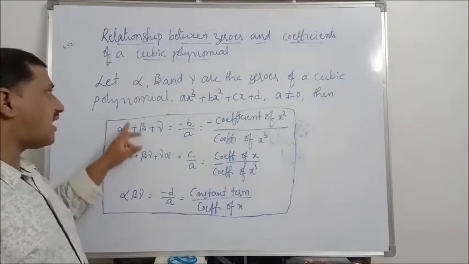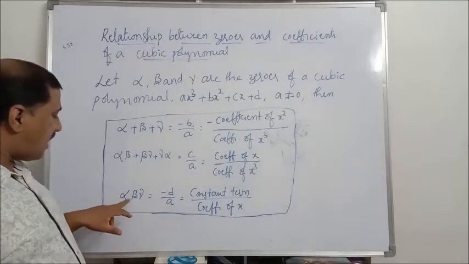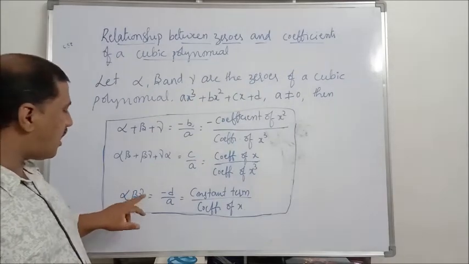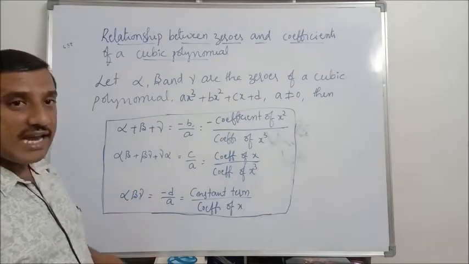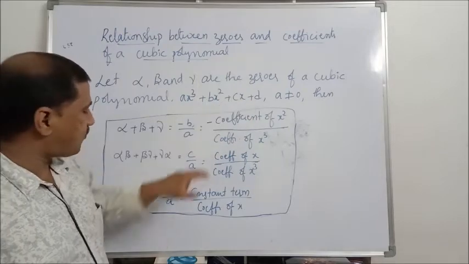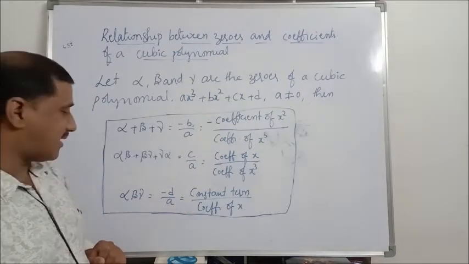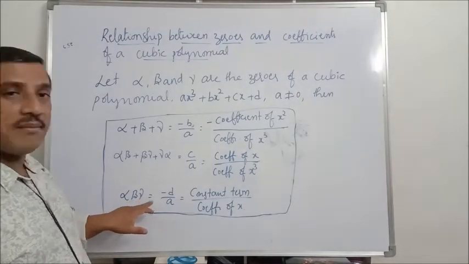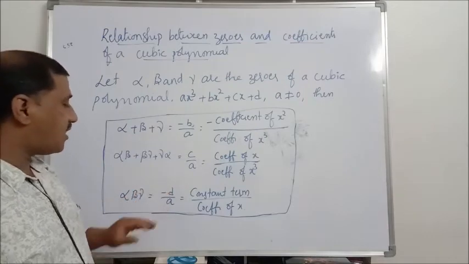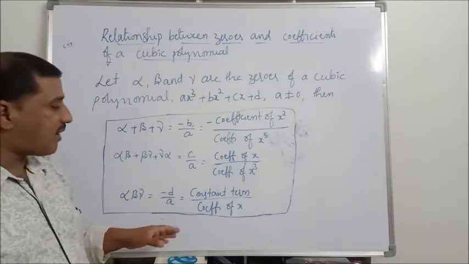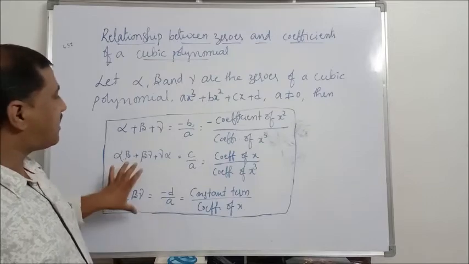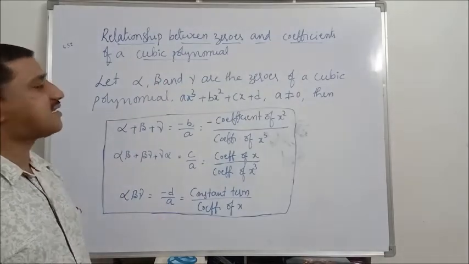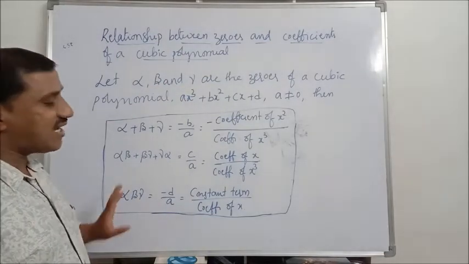Now the product of the 3 zeros of the cubic polynomial, that is alpha into beta into gamma, is equal to minus d by a, where d is the constant term and a is the coefficient of x cube. Therefore the product of the 3 zeros is minus d by a, that is, the constant term divided by the coefficient of x cube. So this is the relationship between the zeros of the cubic polynomial and its coefficients. Is it clear, children?